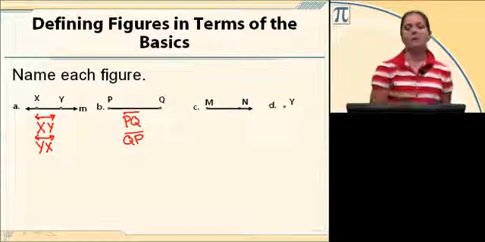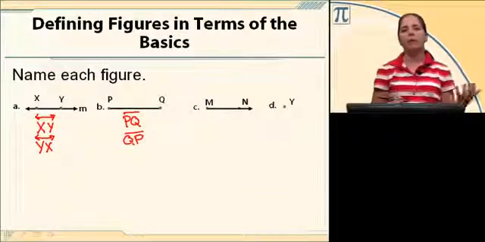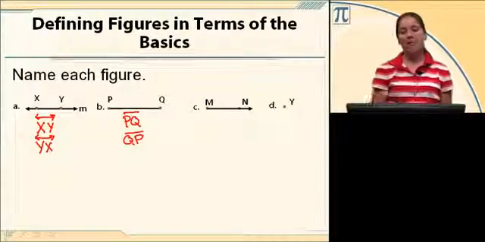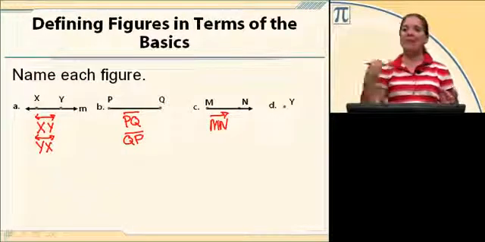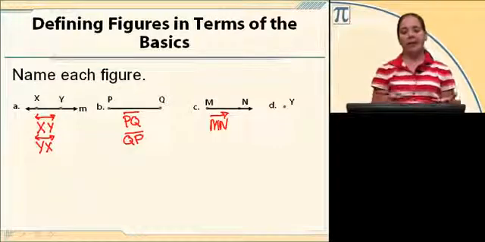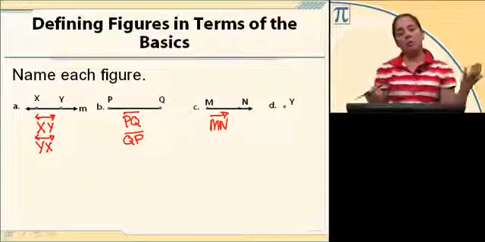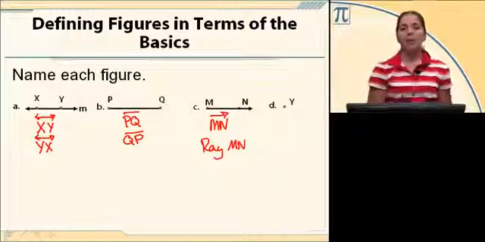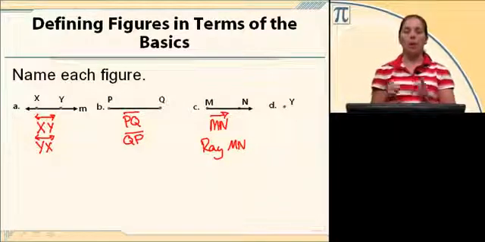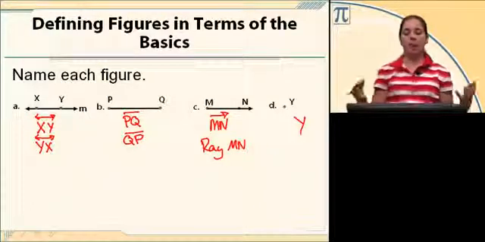Or I can use that symbol notation, PQ with a single bar on the top, no arrows, or QP with the bar on the top, no arrows. C is a ray. I have ray MN, this time order matters, endpoint and then the other point. So the only way I can name C here is by having the arrow over the top MN, so that's ray MN, or I can write out the word ray and then my 2 points, endpoint and then the other point. Order matters with rays. D, that's point Y, so just Y.